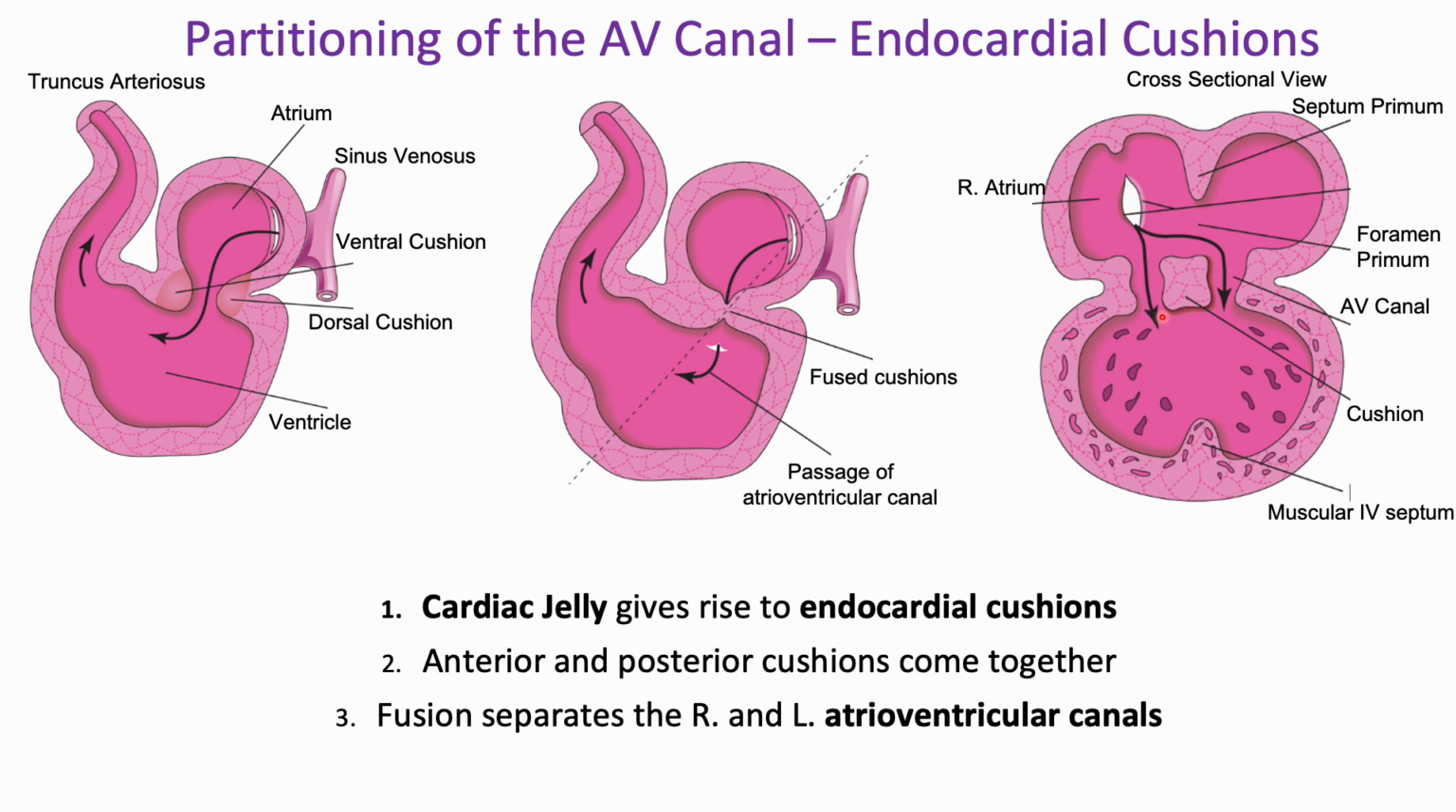So it goes from right atrium to right ventricle, left atrium to left ventricle. And you can see at this point we actually haven't separated the atrium and ventricles yet, so you have flow going kind of all throughout. But the point being is that the initial stages of partitioning of the atrium and ventricles is forming the cardiac jelly, giving rise to the endocardial cushions, those endocardial cushions fusing to create the atrioventricular canals, which allows blood to flow from the atrium to the ventricles.